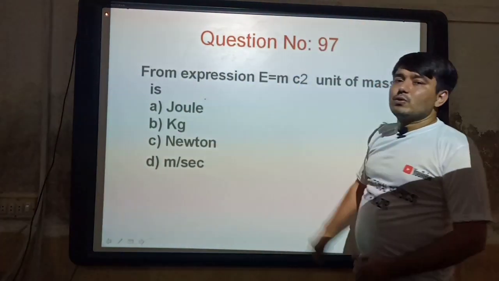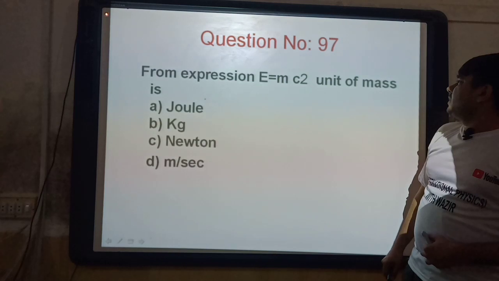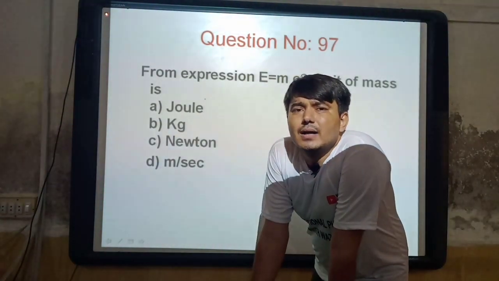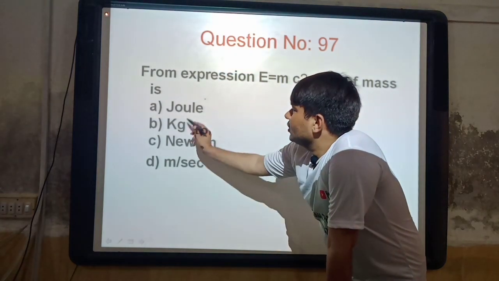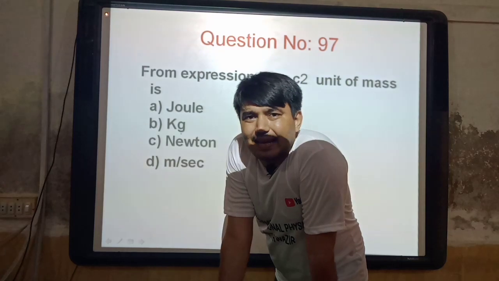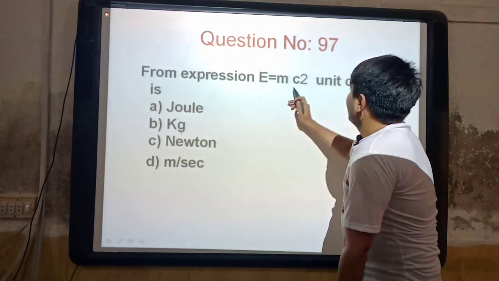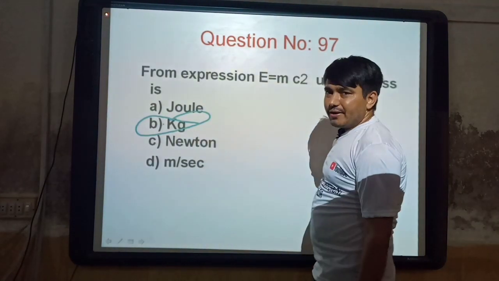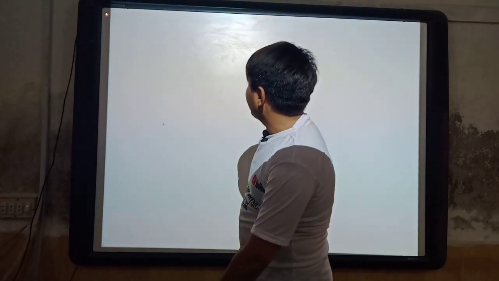From the expression E is equal to mc square, the unit of mass is: joule, kilogram, newton, meter per second. The unit of mass is always kilogram.